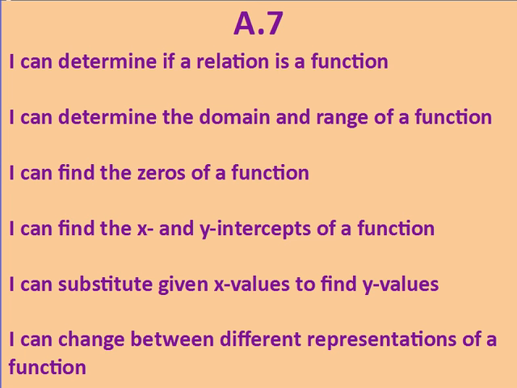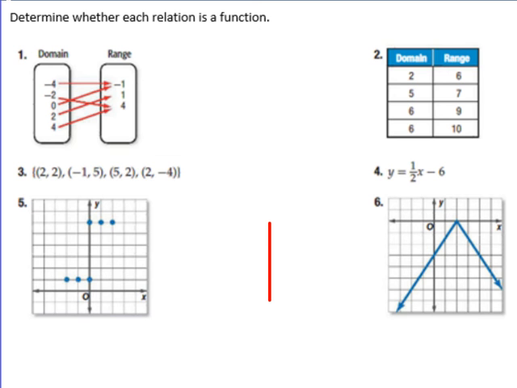This video will look at SOL A.7, which has to do with relations and functions. Okay, so this is all of the different ways that you might see relations represented. You could have a mapping, you could have a list of ordered pairs, you could have a table, you could have a graph, you could even sometimes have an equation. And what you'd have to do with these is determine whether or not they are a function.